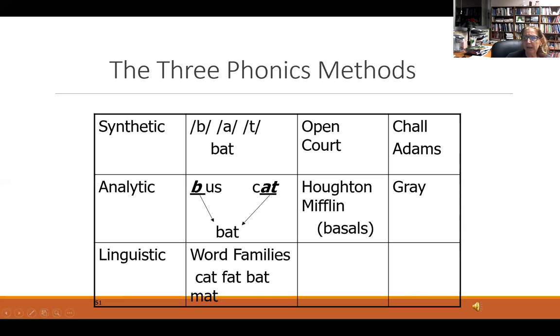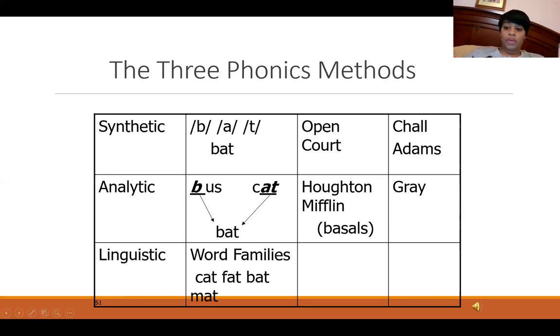your Houghton Mifflin. Are you still using Houghton Mifflin basal readers in the district? You use Reading Wonders?